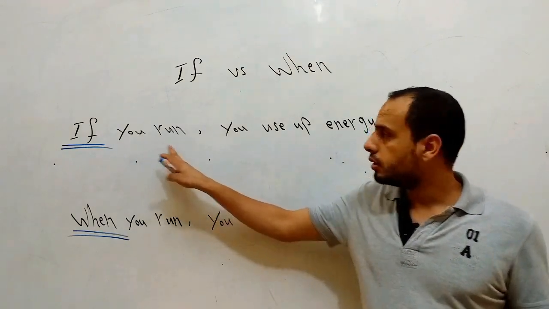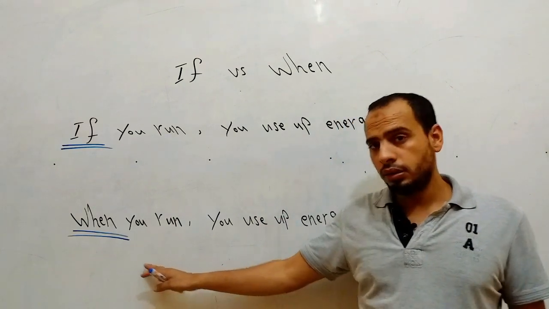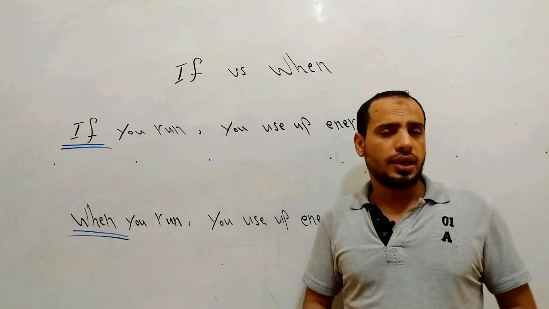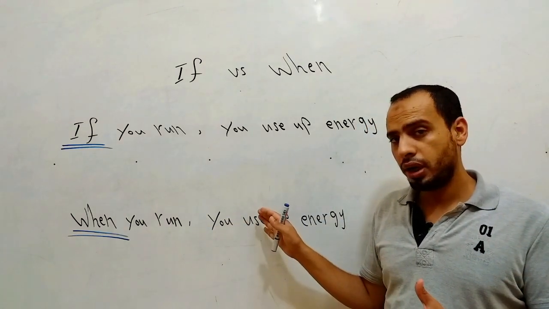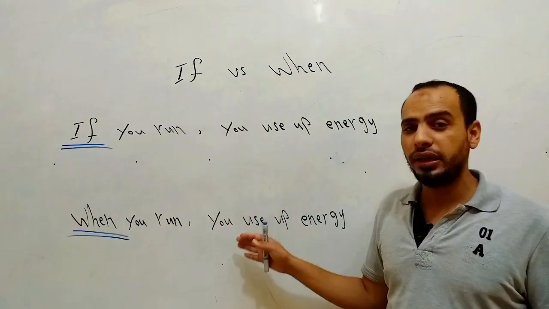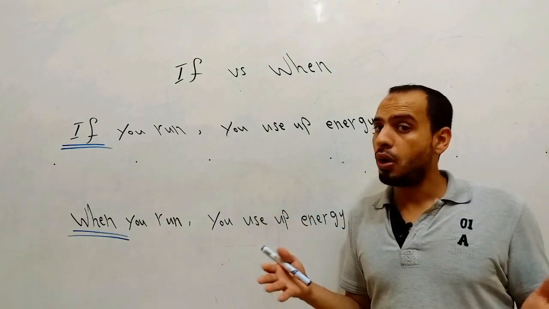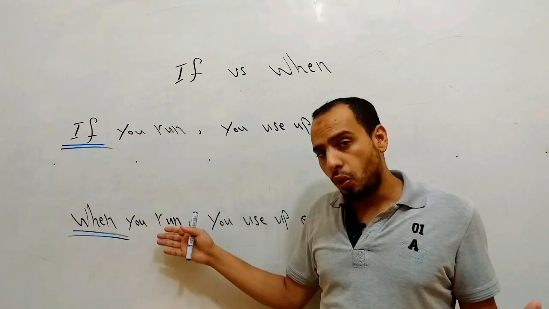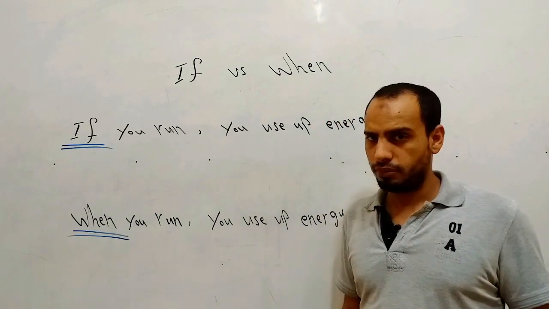If you run, you use up energy. And when you run, you use up energy. Now the question is, is there any difference between if and when here? In fact, there is no difference between if and when here. If and when are the same. Why? We can use if or when, they mean every time.